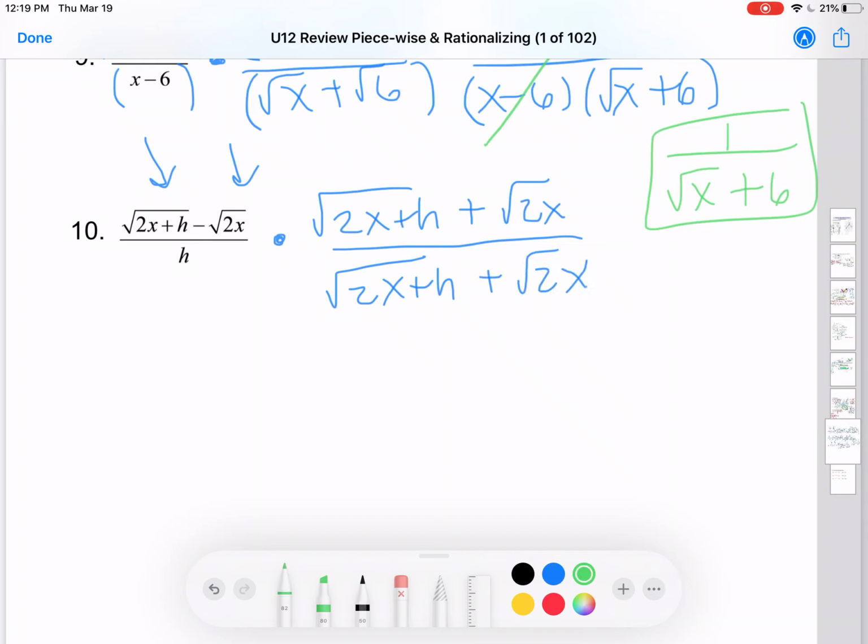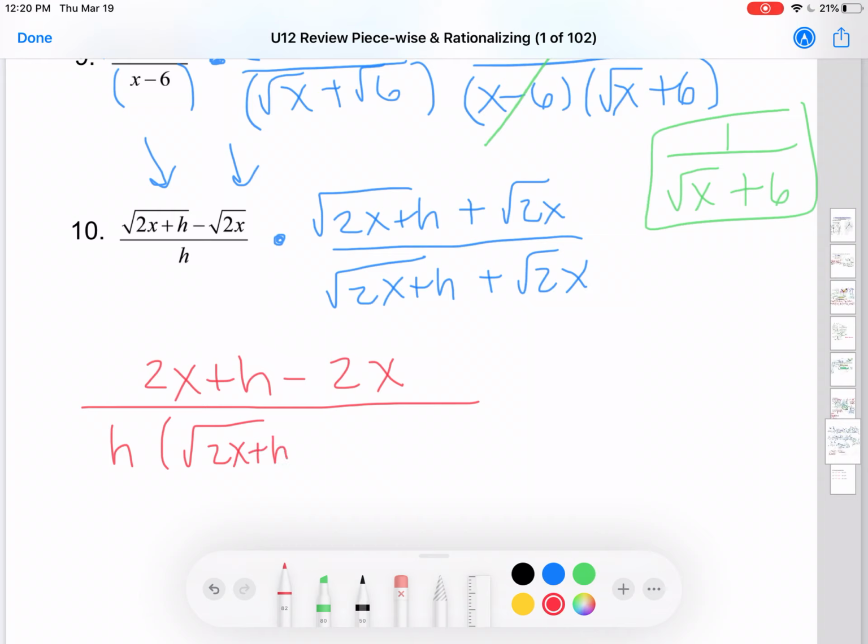Okay, so dots on top. Take the first one and square it, so it's just released from the radical. Take the second one and square it, it's released from the radical. Put a minus sign between them. All right, on the bottom. So on the bottom we have h. You don't have to distribute it. H times rad 2x plus h plus rad 2x.